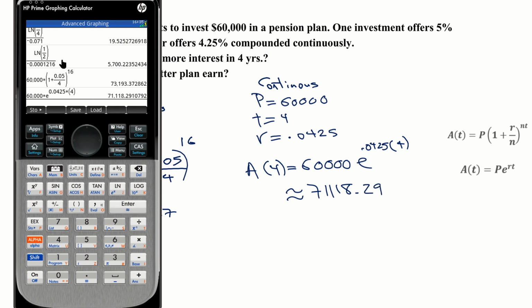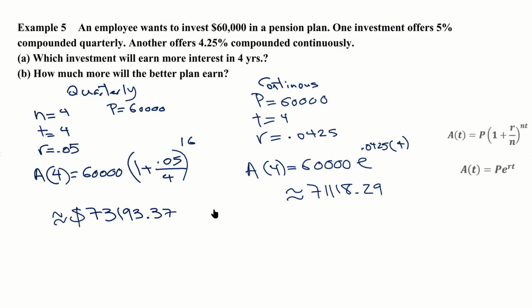71,118.29. Okay, now we could sit here and figure out what the interest is, because remember, that's the total amount that's going to be available at the end of the investment. But 60,000 was yours to begin with, or the employee's to begin with. So that's not all interest. If you want the interest, you would have to subtract 60,000 from this amount and from this amount, which is easy enough to do. But do we really need to do that? Well, no, because if I want to know how much more that investment is paying, all I need to do is subtract these two amounts, and I'll know how much more. So I'll subtract this from that.